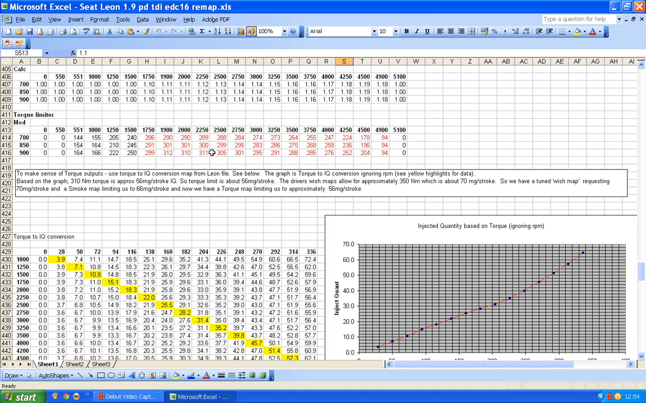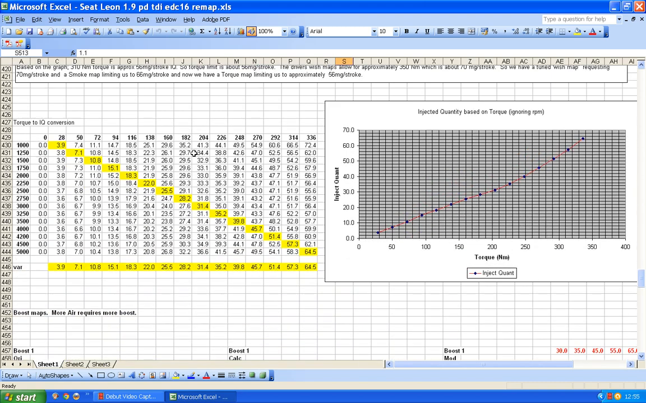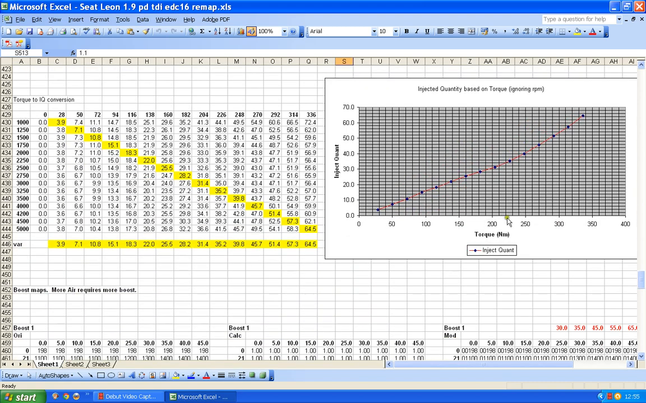So my highest torque value, so my highest injected quantity, is still roughly in this area, and I've got 312, 310, 311, so I might as well call it 310. Now if I go and look at my graph and I say to myself, okay, where's 310? That would be there, so 310 is roughly there.